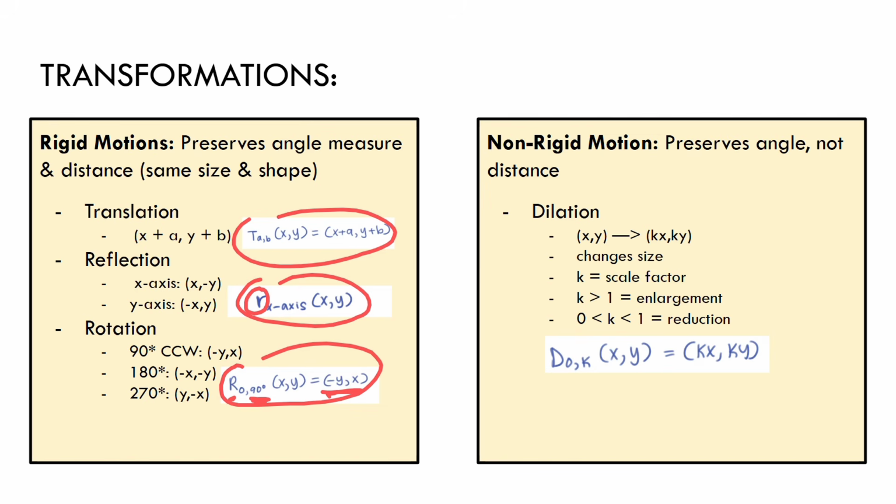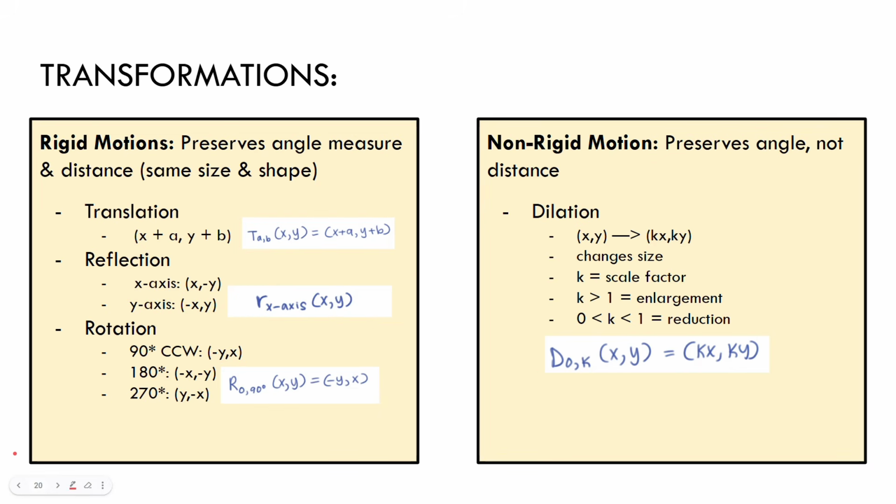So non-rigid motion is a transformation that preserves angle but not the distance. So the size is the same, but the shape is different. What you do is you just multiply x and y by a scale factor, which you can see here is k. And if k is greater than 1, then that means it's an enlargement. If k is between 0 and 1, that's a reduction. And dilation is represented by this notation.